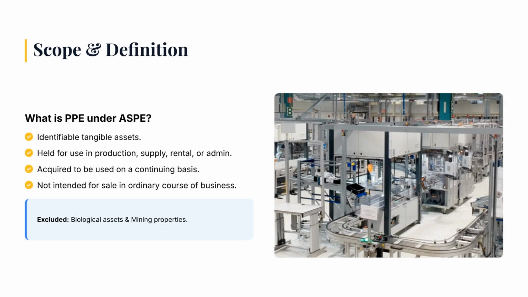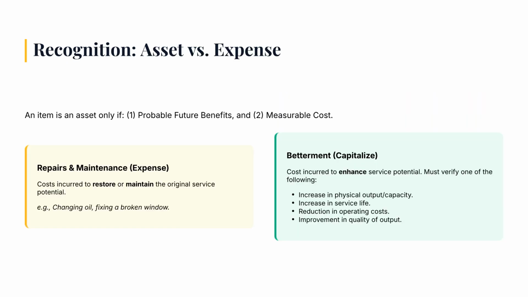This means you must use the cost model for your rental buildings. You cannot revalue them to market value just because the real estate market went up. Crucially, note the exclusions. ASPE 3061 does not cover biological assets like livestock or crops, or non-renewable natural resources like mines. Recognition is where we see a distinct ASPE term, betterment.